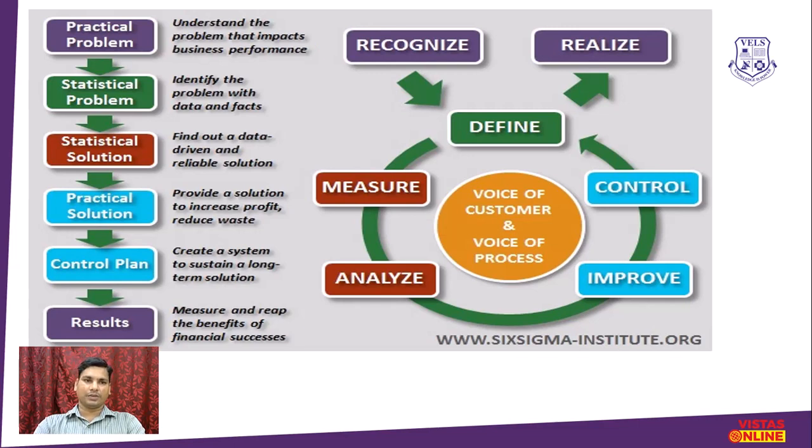of your company. On the left side, you can also find the practical problems, statistical problems, practical solutions, control plan, and ultimately the results of it. Here, practical problems means we need to understand the actual performance of the business, what kind of impact the business was getting from society and what kind of impact you are putting on society. You should know the practical, realistic problems in black and white, so that people will understand this is the fact of what we are supposed to do.